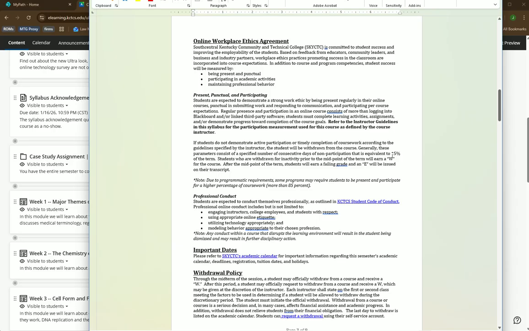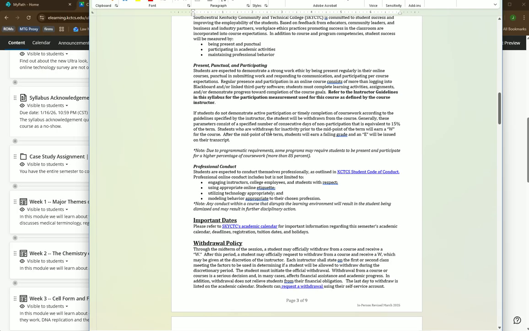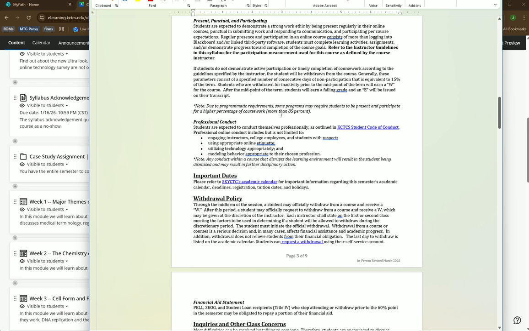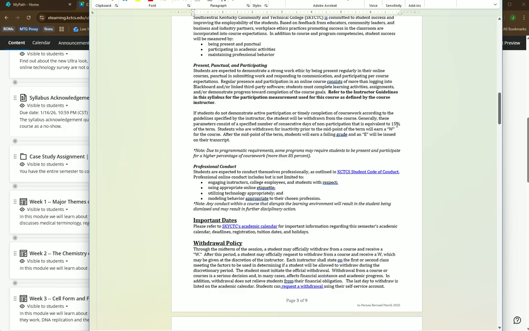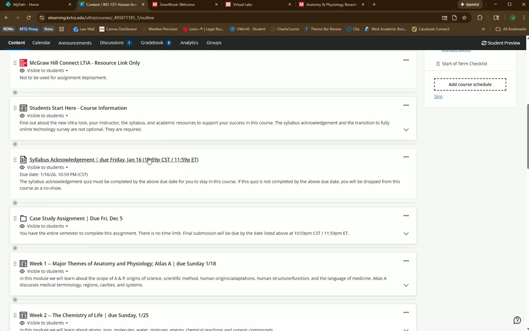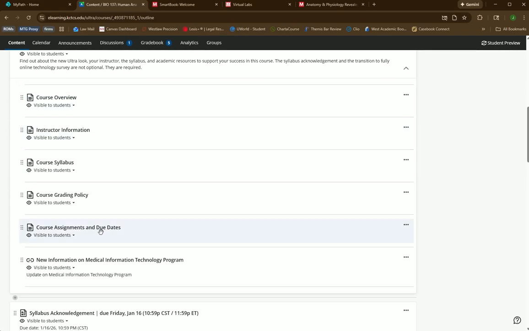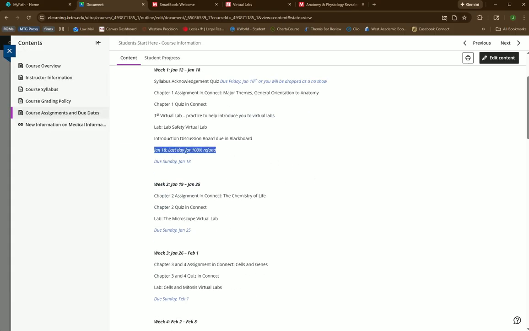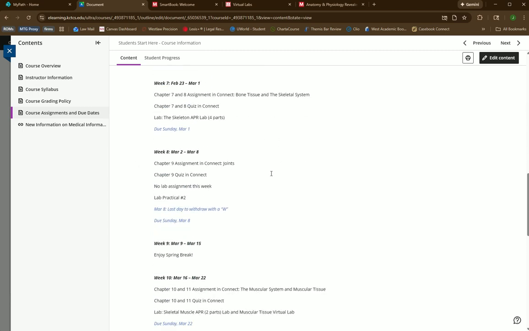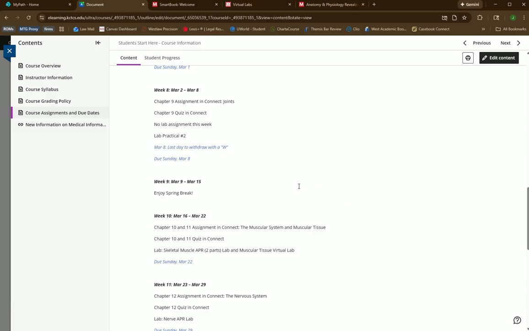There are timelines that you have to hit, especially with withdrawal dates, but all of those are also lumped into your weekly layout, essentially. So you won't ever be confused about when the last day to withdraw with a W is or anything like that. I'll also send you weekly emails with that information, and it's found, if you go back to our Blackboard page, in course assignments and due dates. So January 18th is, for example, the last day for 100% refund, last day for 50% refund, last day to withdraw with a W.